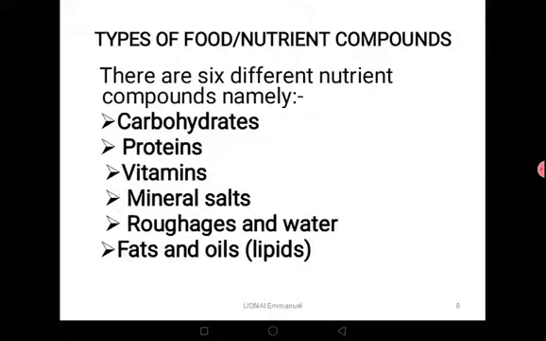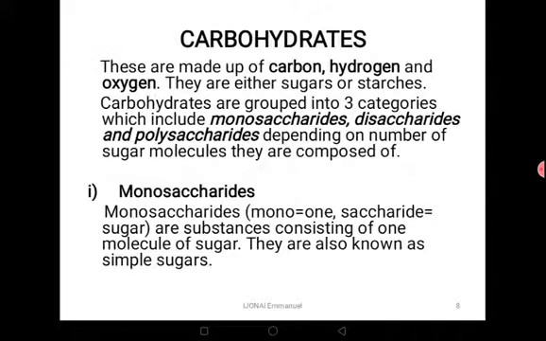The first one is carbohydrates. The second one is proteins. The third one is vitamins. The fourth one is mineral salts. The other one is roughages and water. And then we have lipids, or fats and oils. So there are 6 different nutrient compounds, and all of them are very vital to support the metabolic activity in our bodies. So I want us to start by one.